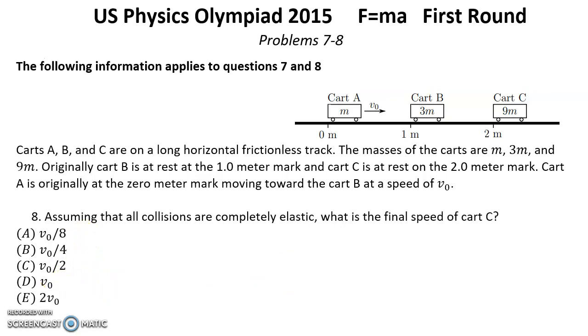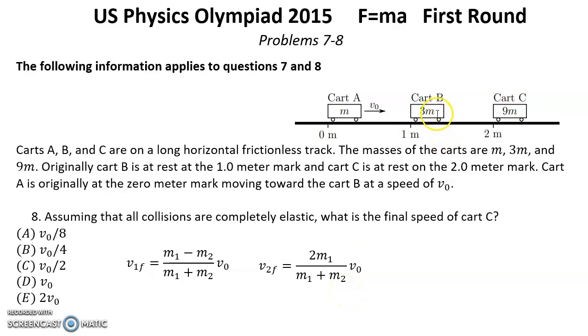Question 8. Assuming that all collisions are completely elastic, what is the final speed of cart C? Solution. Here we can use the standard result for the case when one cart is moving and the other is not moving, which is this one. As we can see from the formulas, after the first collision, the first cart will move back and the second cart will move forward with the speed v0 over 2.